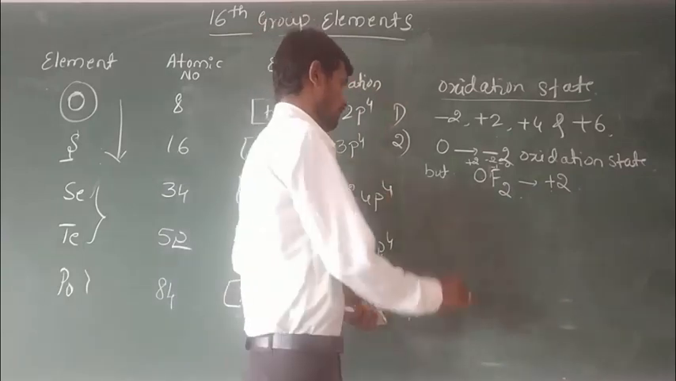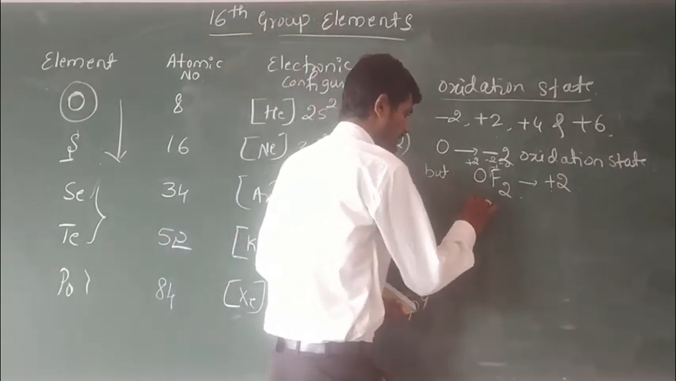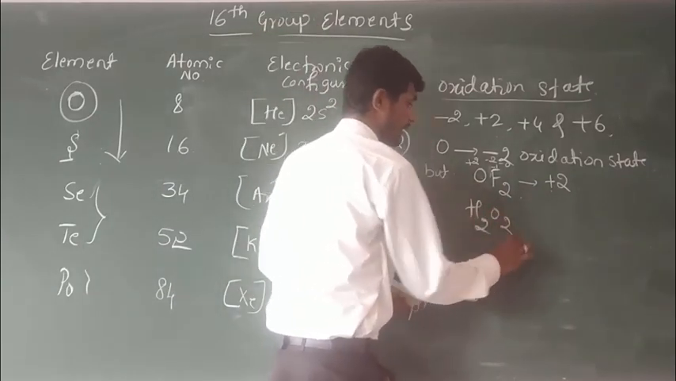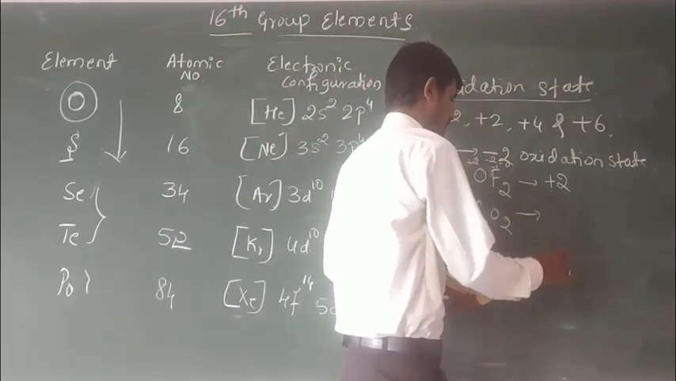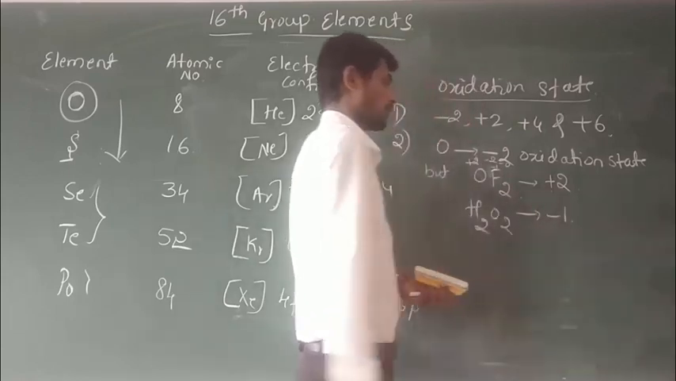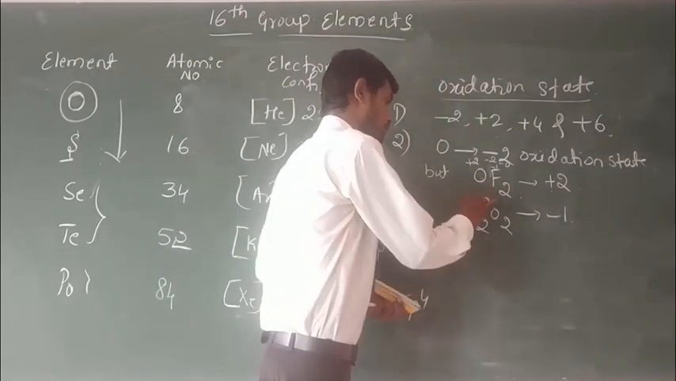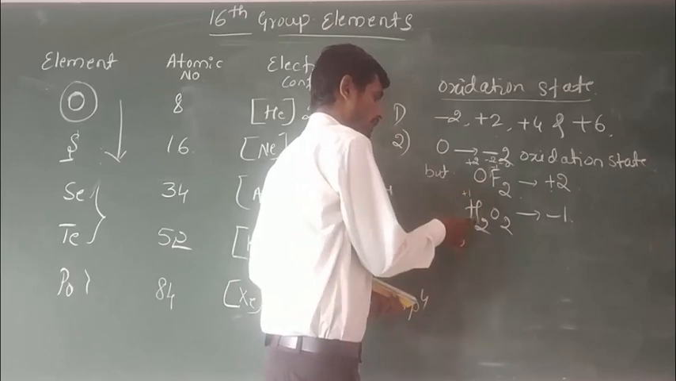+2. But also in presence of H2O2, means in presence of peroxides, it is -1. Why is it -1? See here, hydrogen oxidation number is always +1.